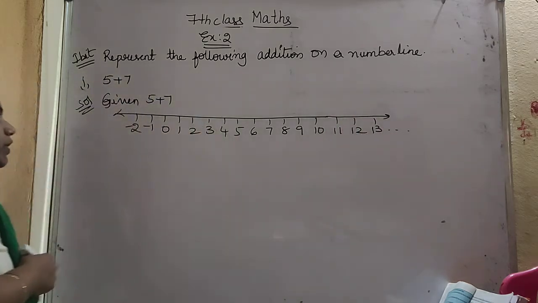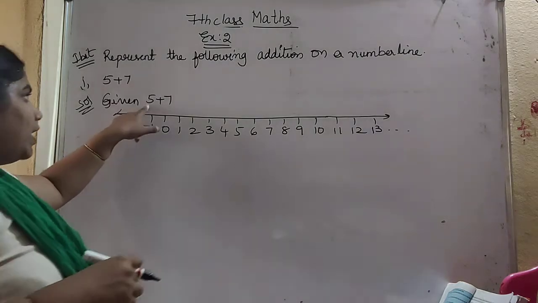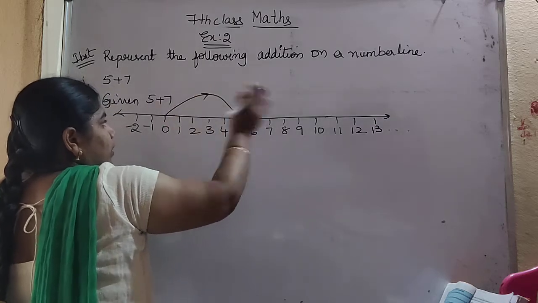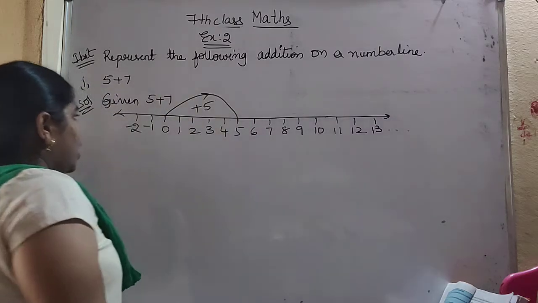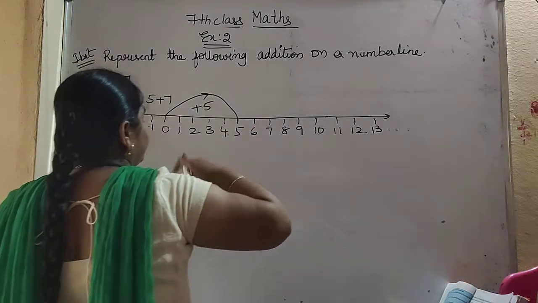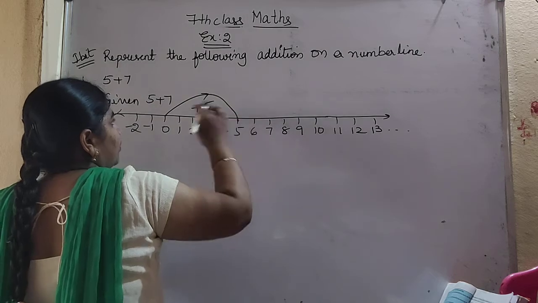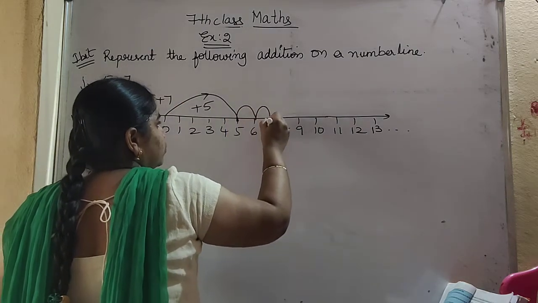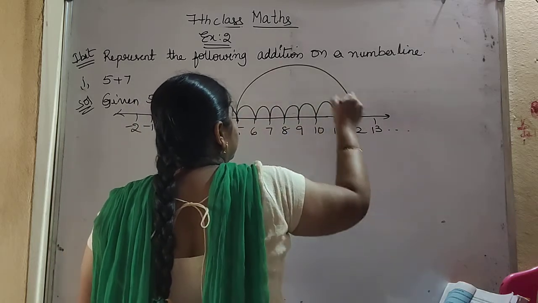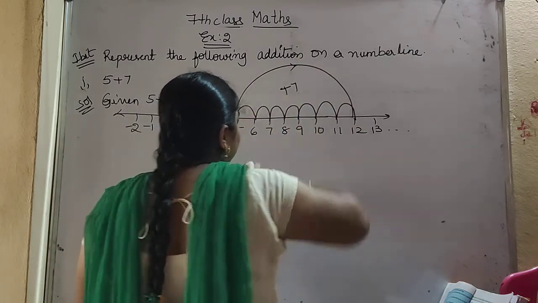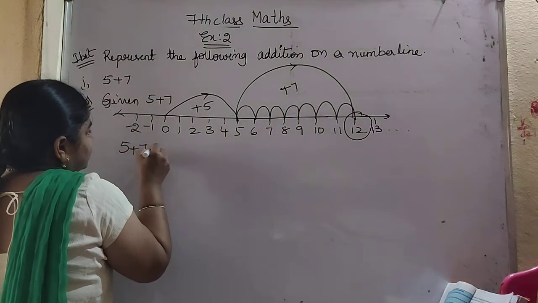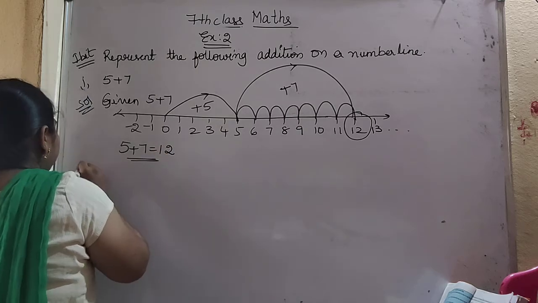So first integer 5. 5 is a positive value. So we have to move to the right side. So 0 to 5 we are moving to the right side. This is plus 5. After that 7. 7 is also a positive value. We have to move to the right side. So that is how many times? 7 times. So 1, 2, 3, 4, 5, 6, 7. So what is the result here? 12 is the result. We are moving to the right side. So here 5 plus 7 is how much? 5 plus 7 is equal to 12. So this is our first one.